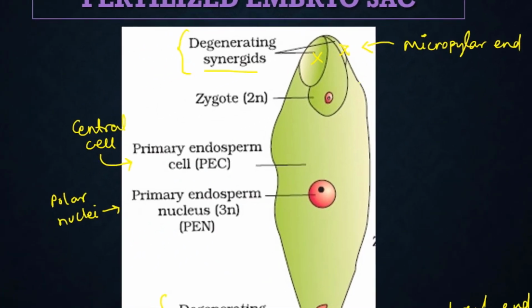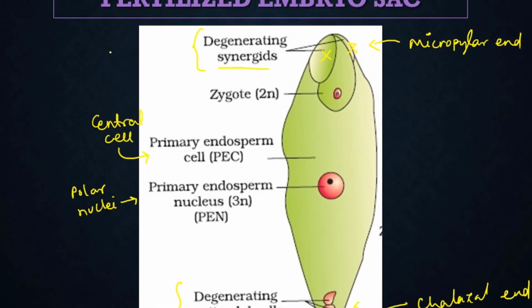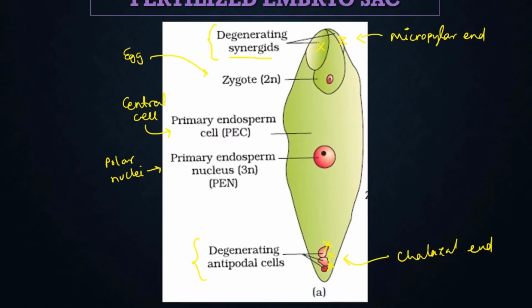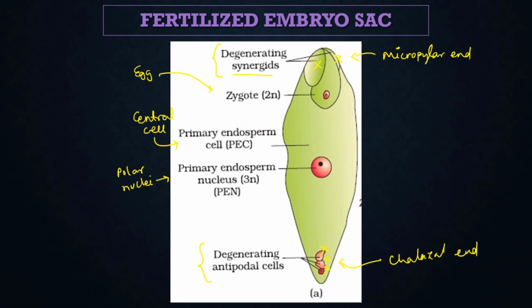Now of course the egg cell that we had will develop into the zygote post fertilization, and on this side, the antipodals, right, on the chalazal end, three of them, and these three also will start degenerating. So as you can see, there are these changes that are going to be seen after fertilization in the embryo sac. So that's all for this video.